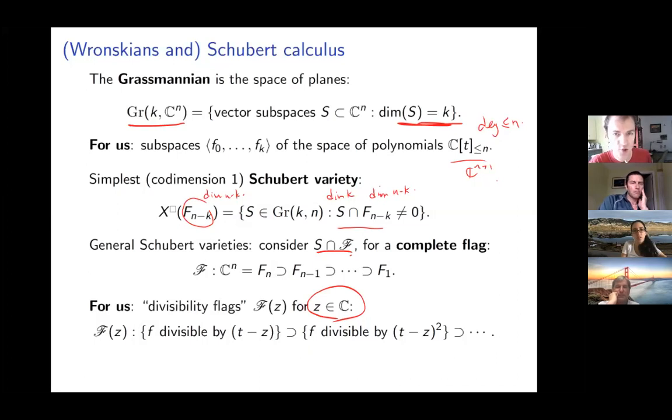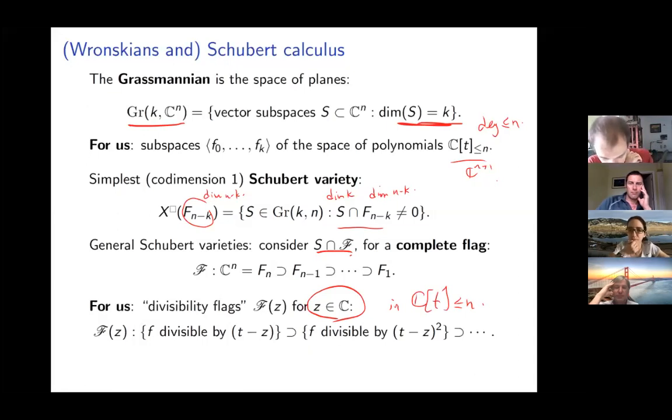Okay, questions so far? Yeah, this last divisibility flag, what space are you in? This is in our vector space of polynomials. We're always going to be thinking about the vector space of polynomials of bounded degree, and so this is our flag. Oh, I see. I just missed that. Sorry. Cool. So this is how we talk about planes.